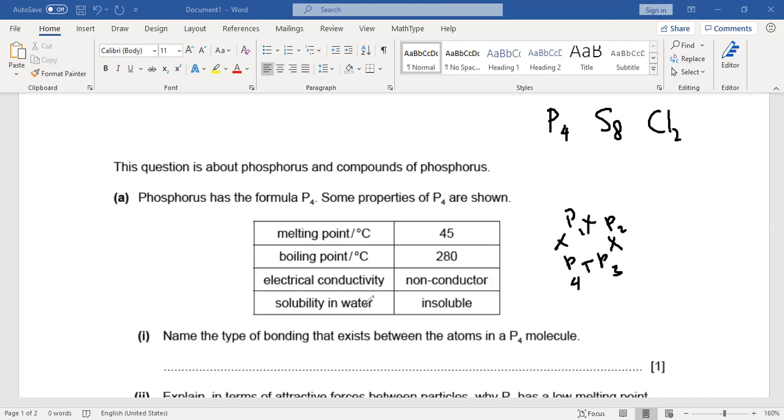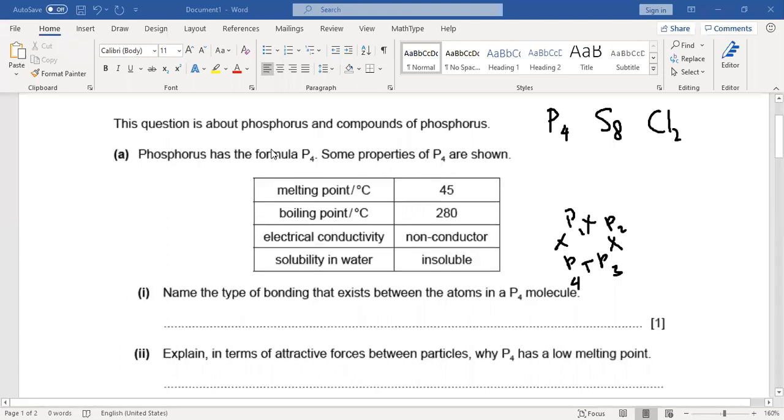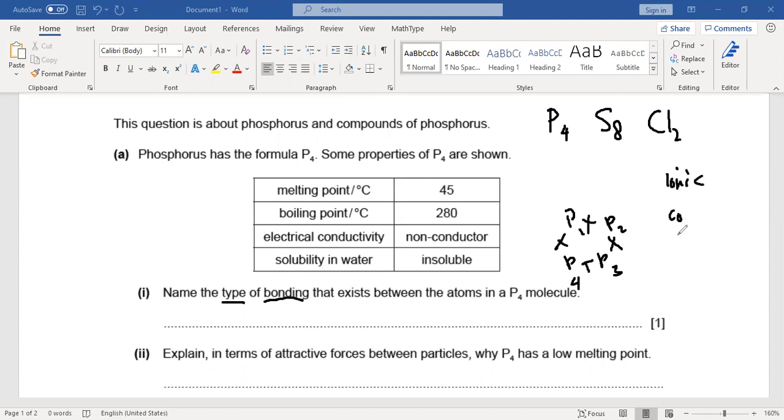And then it says that electrical conductivity is non-conductor, of course, because this one is non-metallic. All right, and then solubility in water is actually insoluble. So the question here is, name the type of bonding. We have ionic bonding, we have covalent bonding, and we have metallic bonding.